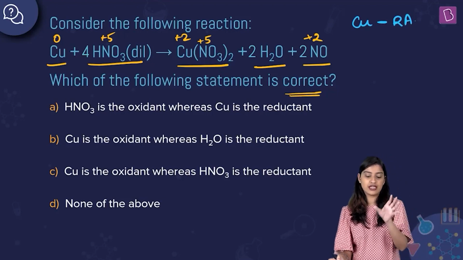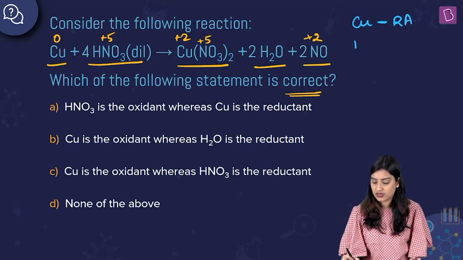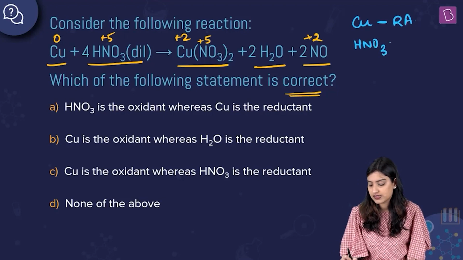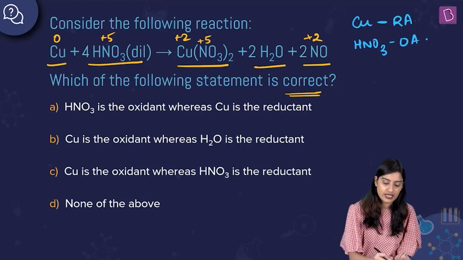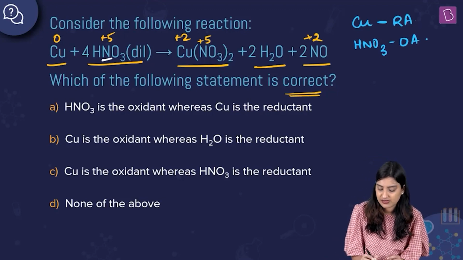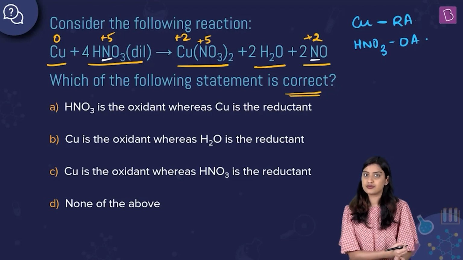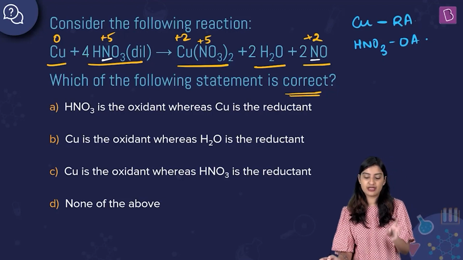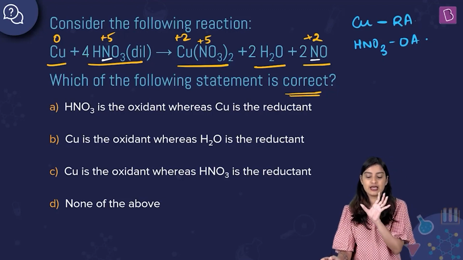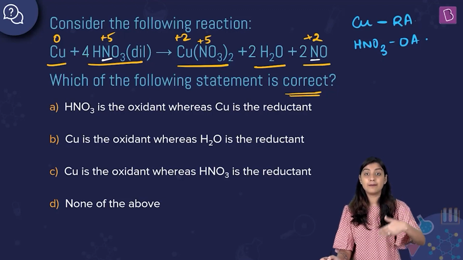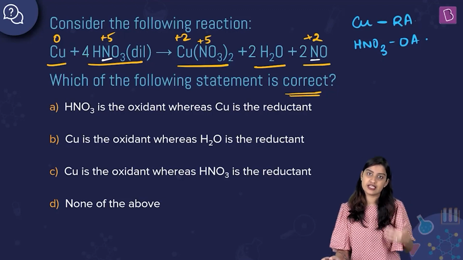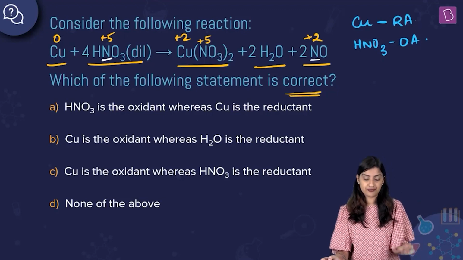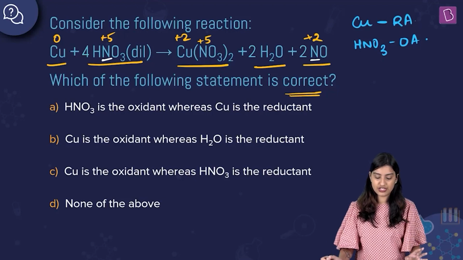So that leaves us with HNO3. HNO3 is going to be the oxidant or the oxidizing agent, right? Alternatively, you can see that in HNO3, nitrogen went from +5 to +2, correct? Which means it is getting reduced and helping copper get oxidized. So HNO3 is going to be the oxidizing agent or the oxidant here. Fine. So now let's check the options.